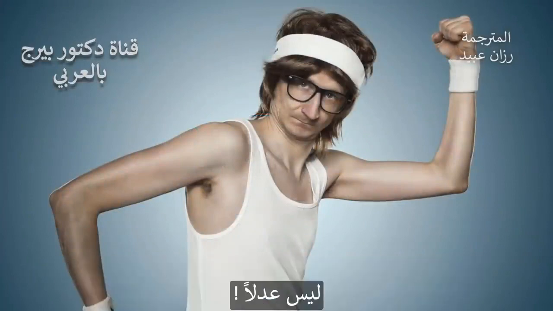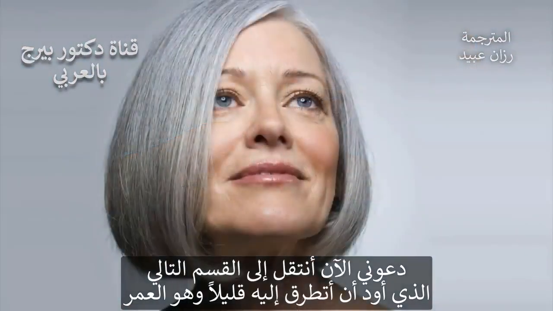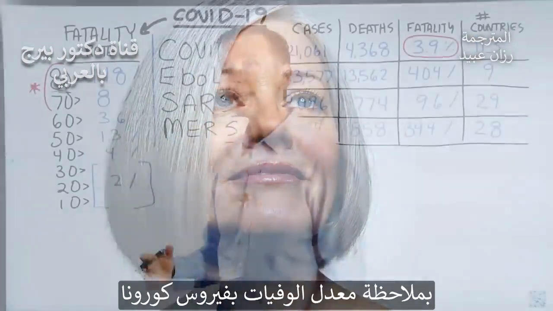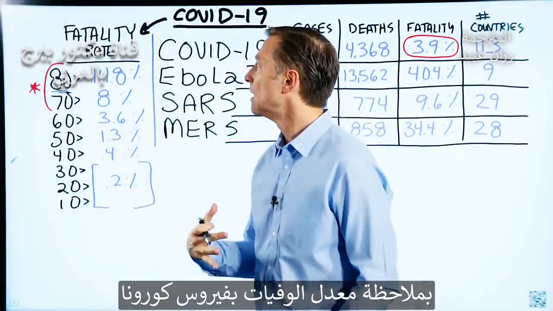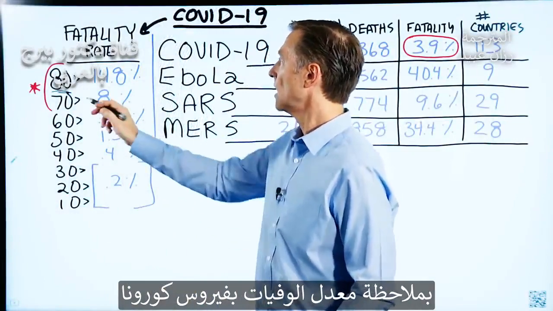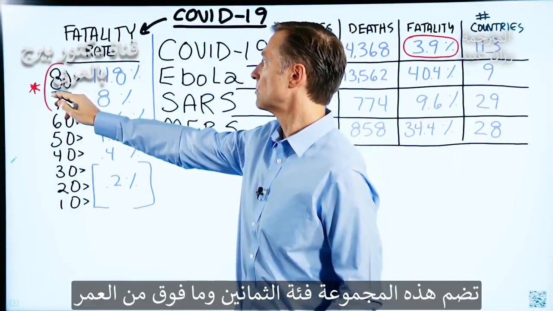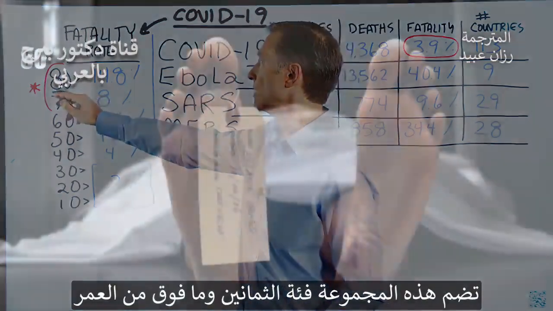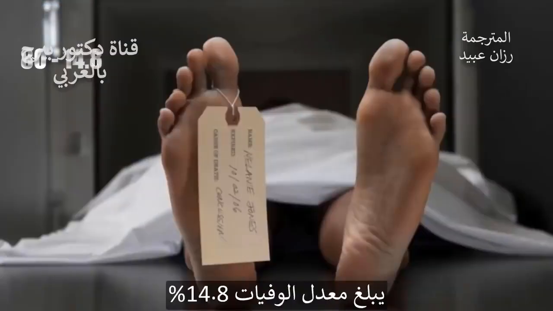That's not fair. Now let's go to the next section that I want to touch on, this one topic on age for a second. If we take a look at the fatality rate of the coronavirus, in this age group right here, 80s and older, you see a 14.8% death rate.